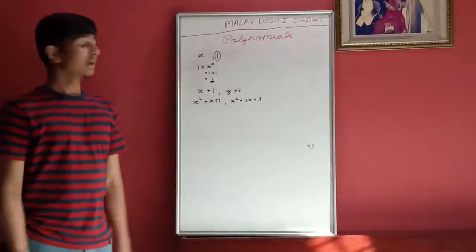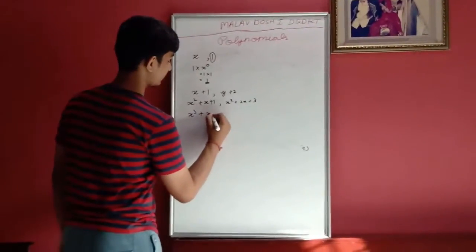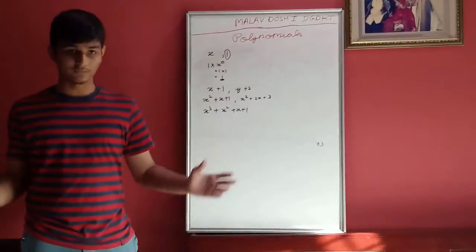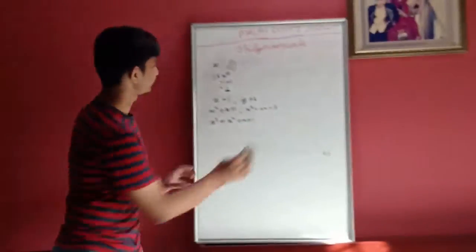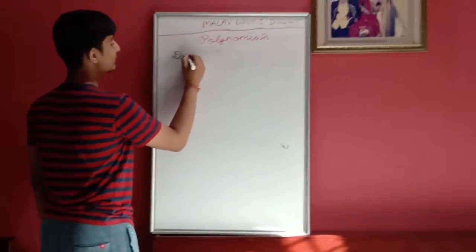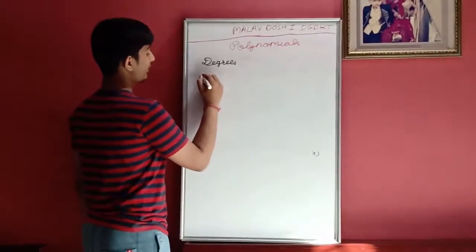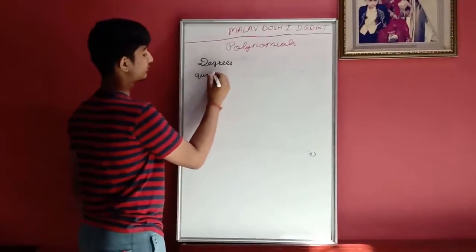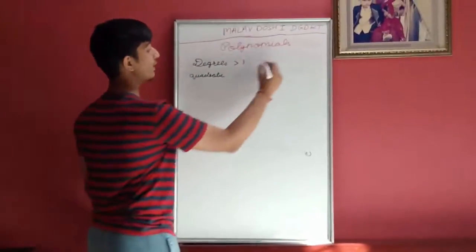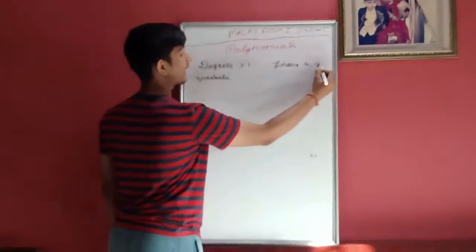These are the trinomials. Then quadrinomials have 4 terms, like these, and polynomials can have any number of terms. Now let's divide the polynomials on the basis of their degrees. On the basis of their degrees, there could be, first of all, degrees greater than 1, because degree 1 is known as a linear polynomial, that is simple, like x, y and so on.